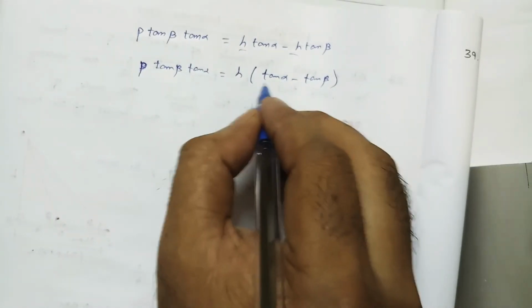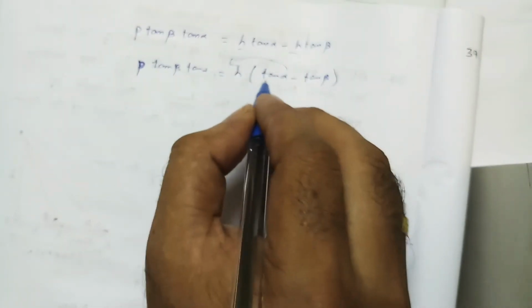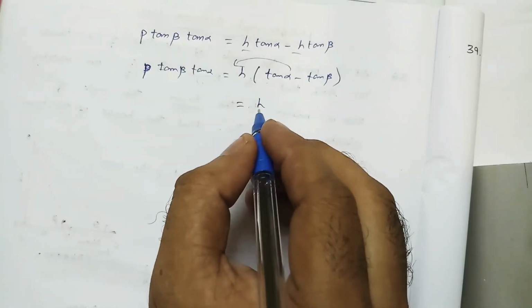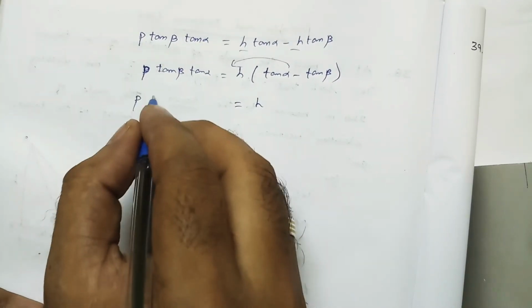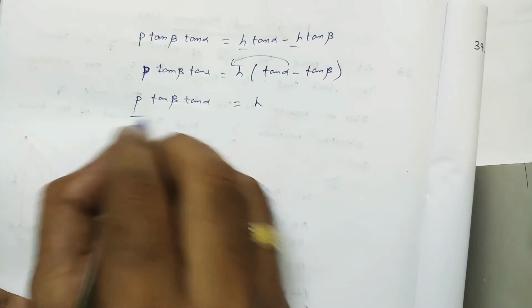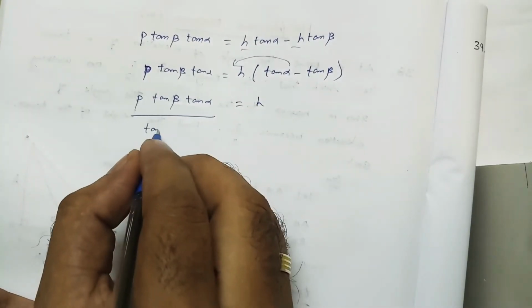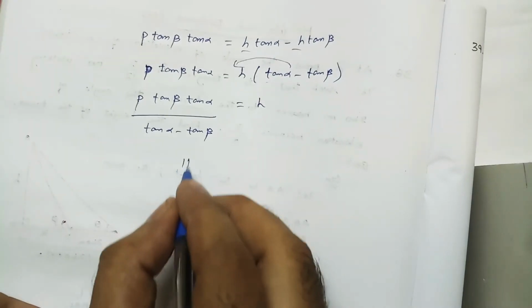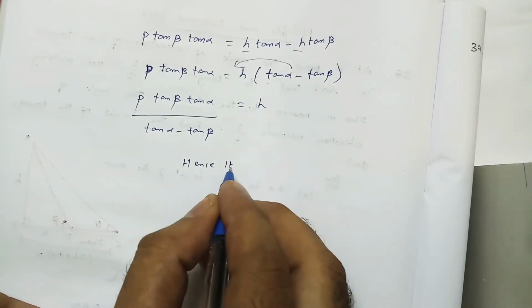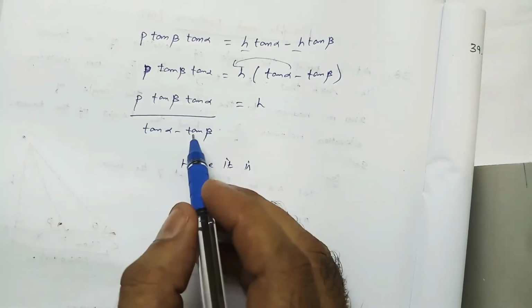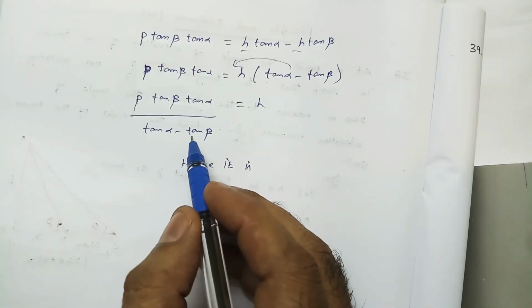I'm just bringing this tan alpha minus tan beta to the LHS. Multiply will become divide, right? So h is equal to what we already have, P tan beta into tan alpha divided by tan alpha minus tan beta. What we want to prove: hence, therefore, the height of the tower is nothing but P tan beta into tan alpha divided by tan alpha minus tan beta.